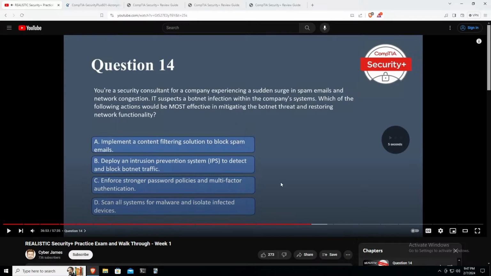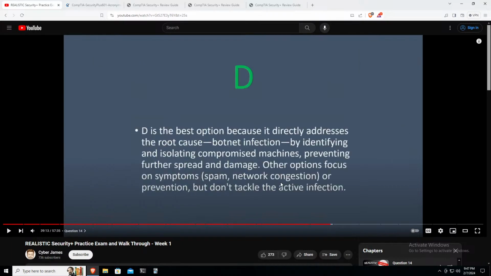Yep, D is the best option because it directly addresses the root cause, the botnet infection, by identifying and isolating compromised machines, preventing further spread and damage. Other options focus on symptoms, spam, network congestion, or prevention, but don't tackle the active infection.